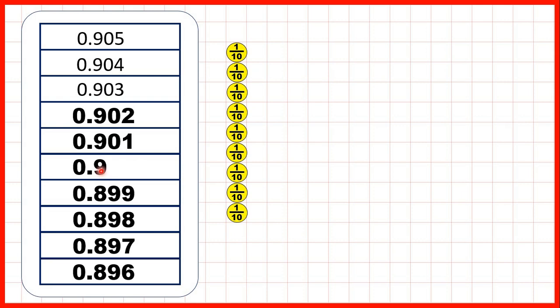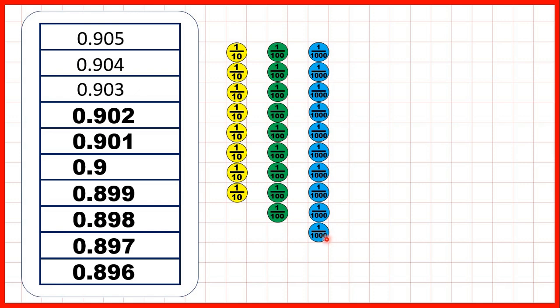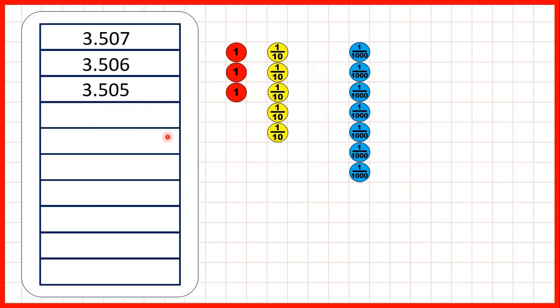But then, when we get to 0.9, so 9/10ths, we need to exchange one of our tenths for 10 hundredths. But because we want to count back in thousandths, we can take one of our hundredths and exchange it for 10 thousandths. So now we can continue counting back in thousandths, so 0.899 is 1,000th less than 0.9, and we can continue subtracting thousandths until we get to 0.896, so that's 8/10ths, 9 hundredths and 6 thousandths.